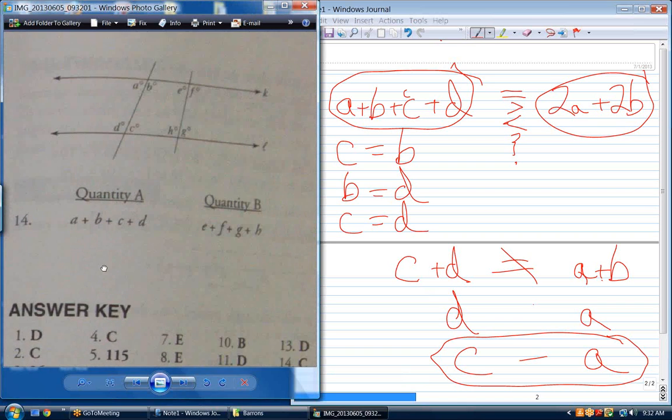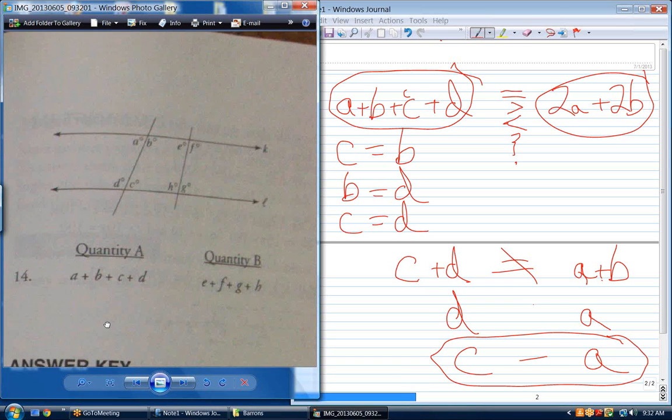Let's see. I can read it from this page.